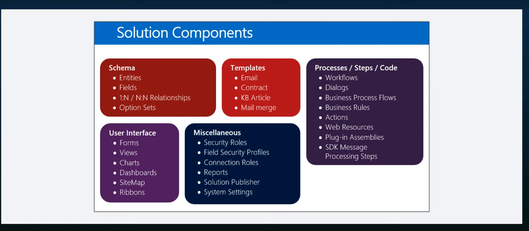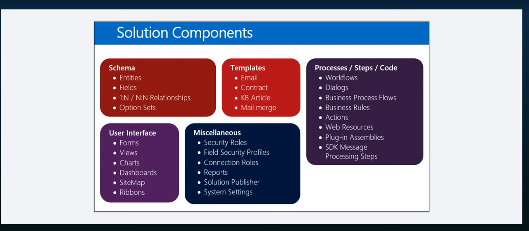For templates, you can include all the email, contract, knowledge base article, and mail merge templates. Most relevant are probably the email template and the mail merge template. Contract and KB article templates are being phased out in favor of entitlements and the new knowledge articles and knowledge management system that's available in the Interactive Service Hub. On the processes and all the code steps, you have workflows, dialogues, business process flows, business rules, actions. So basically a lot of the items we talked about yesterday.